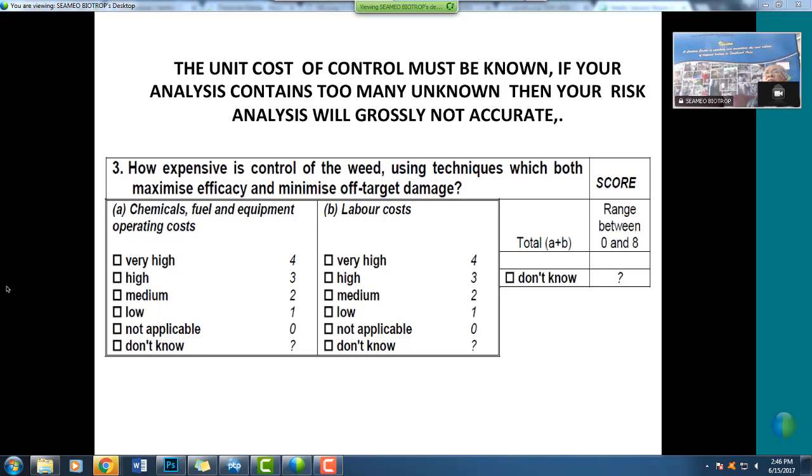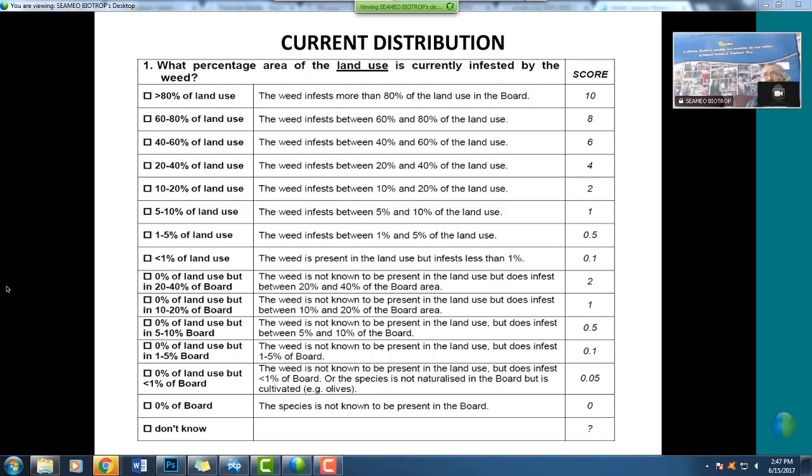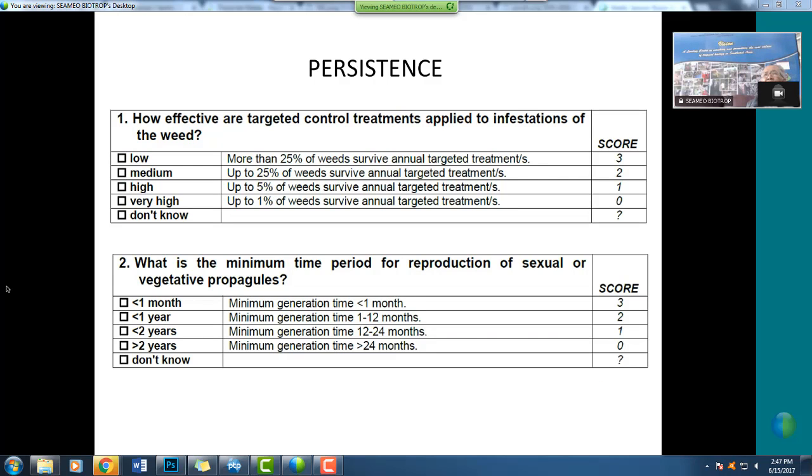Then the unit cost of control must be known. If your analysis contains too many unknowns, then your risk analysis will be grossly inaccurate. Then you have to seek information. Next slide, please. Then current distribution, next slide. And then persistence. Persistence is the control you apply in the area.